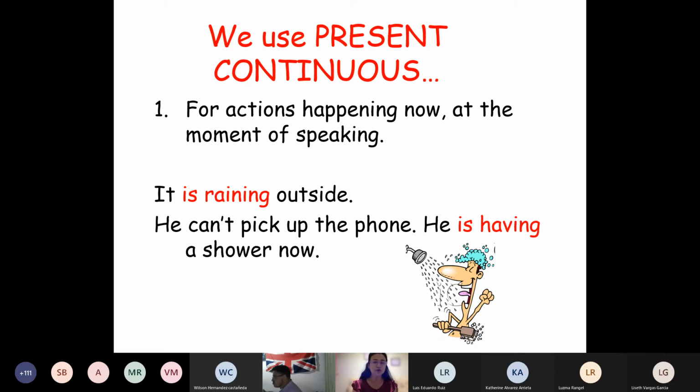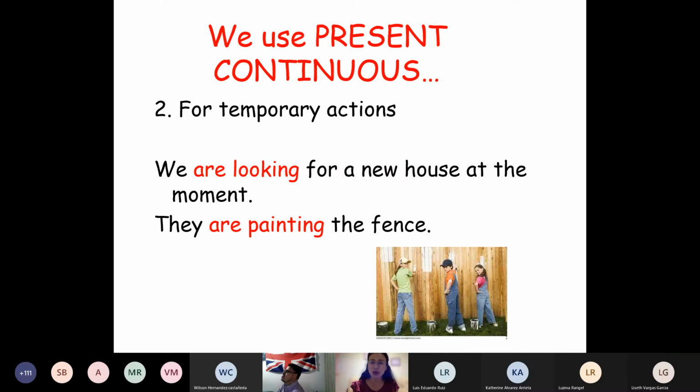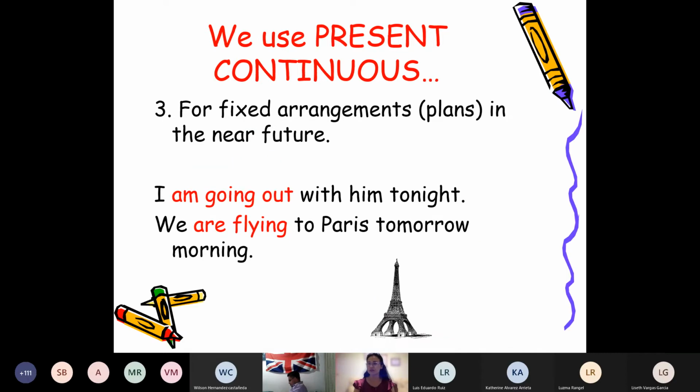So, we use also the present continuous for temporary actions. For example, we are looking for a new house at the moment, or we are painting the fence, no? Actions that are temporary. We are painting our house these days. You are not going to be painting the whole time or for all of your life. You are painting something for 1 week or for 2 weeks. Those are temporary actions, actions that happen during a short period of time. And you use the present continuous in those situations.